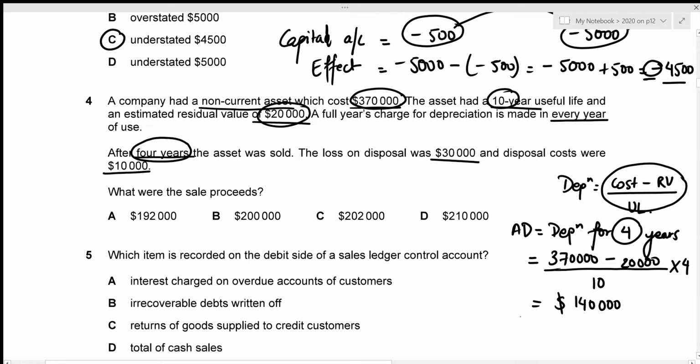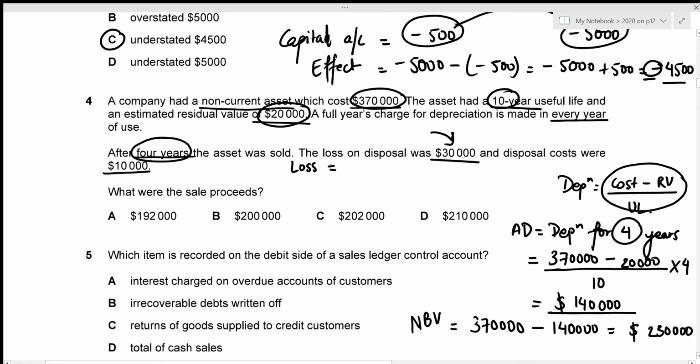The next step would be to figure out the net book value. And net book value is just the difference between the cost and its accumulated depreciation. So our cost is 370,000. Now we just need to subtract our accumulated depreciation, which we just figured out to be 140,000. This gives the net book value to be 230,000. Alright, then we are already given the loss on disposal as well as the disposal cost. And the loss on disposal occurs when the net book value is greater than the sales proceeds. Right, which means that loss is just going to be the difference between the net book value and sale proceeds. So that's net book value minus our sale proceeds.